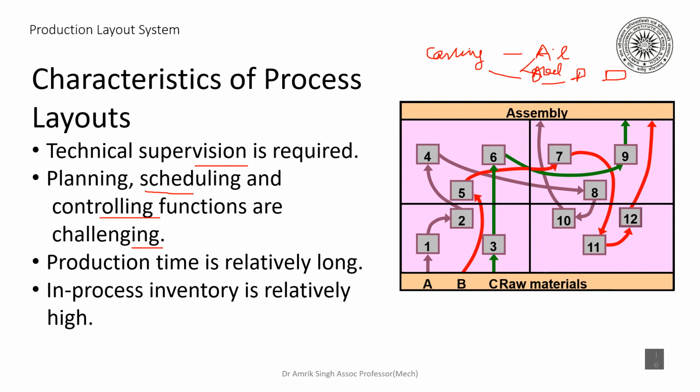The planning for the aluminum casting may not be the same for the steel casting. The production time is relatively long. When the production time is long, that means the material has to wait. Suppose this product has to go on six machines, and this product also has to go on six. So unless and until this machine is free, the other job cannot be taken up. So that means the production time, the waiting time, and WIP will be higher in such cases.